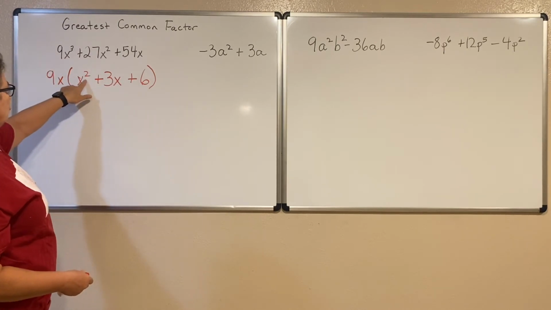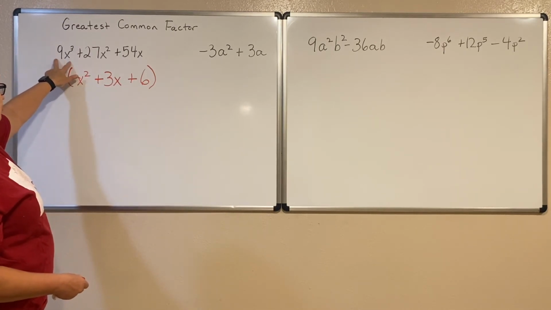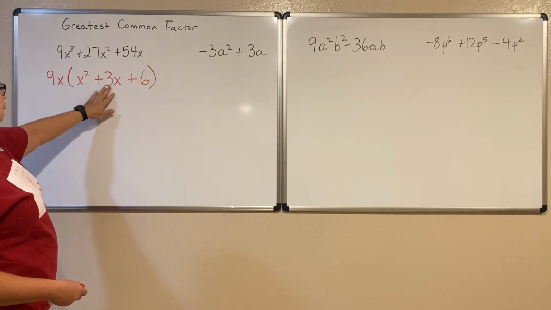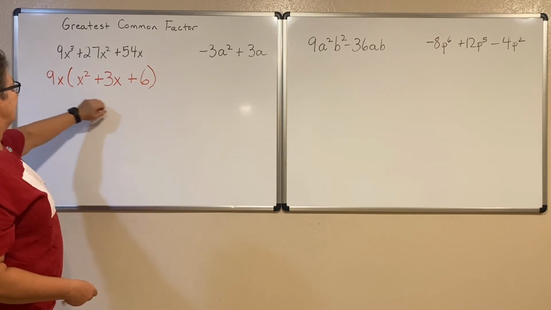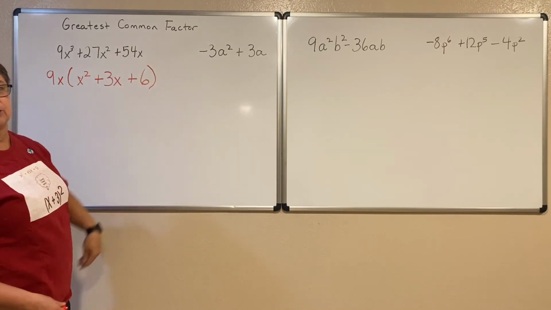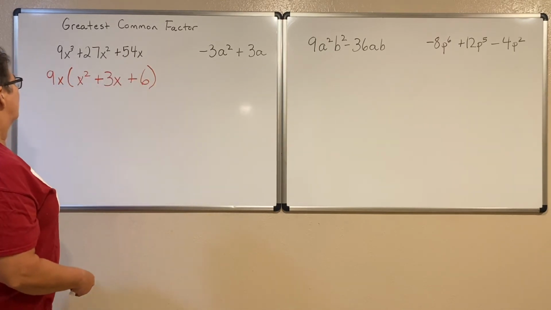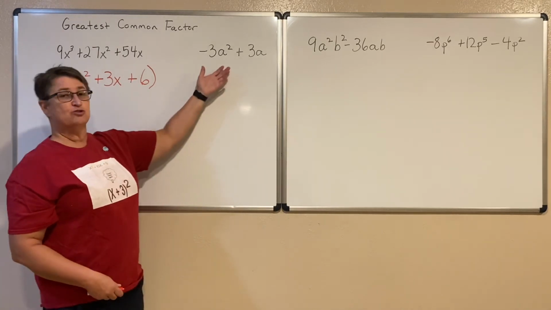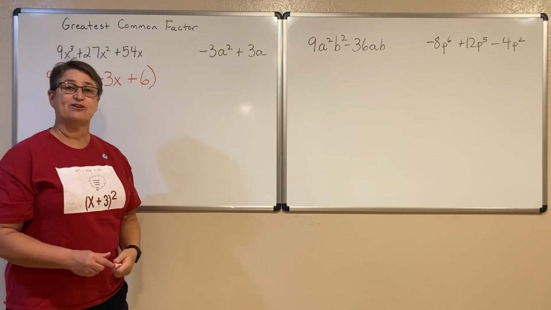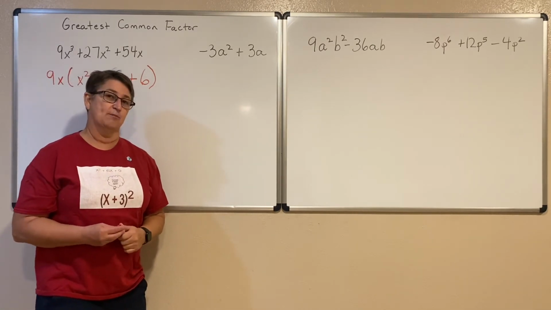9x times x squared is 9x cubed. 9x times 3x is 27x squared. And 9x times 6 is 54x. So it does multiply back out to that. I'm going to do the same thing here. We're going to factor this by using the greatest common factor.